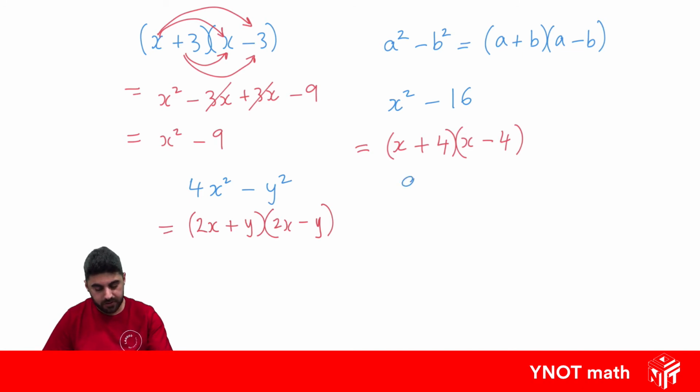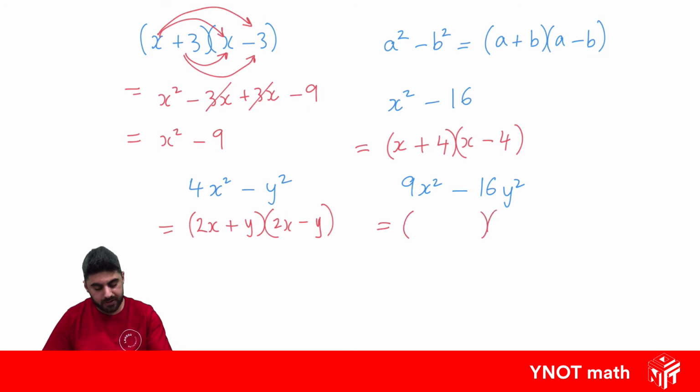What about 9x squared minus 16y squared? Well, again, we can still do it because everything is a perfect square. 9 is, because the square root of 9 is 3, and same with all the other terms. So let's go ahead and factorize that really quickly.